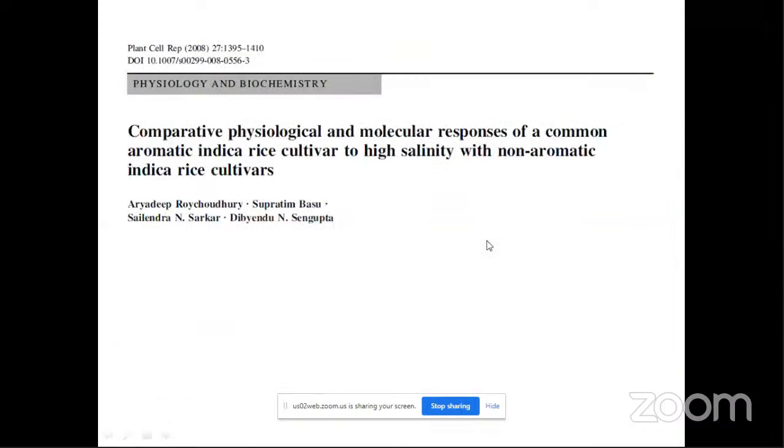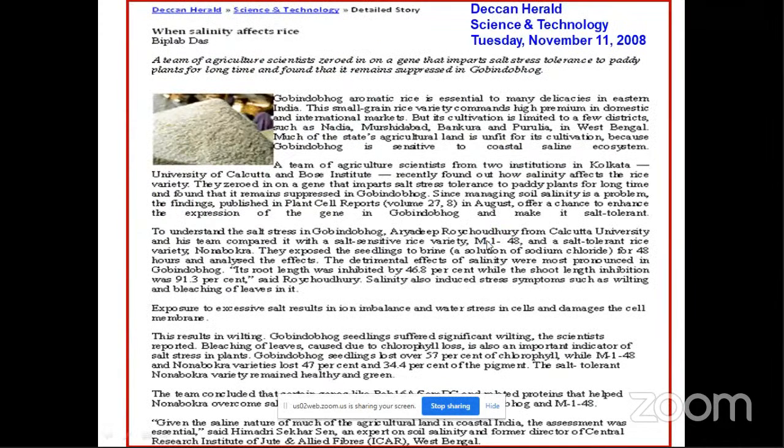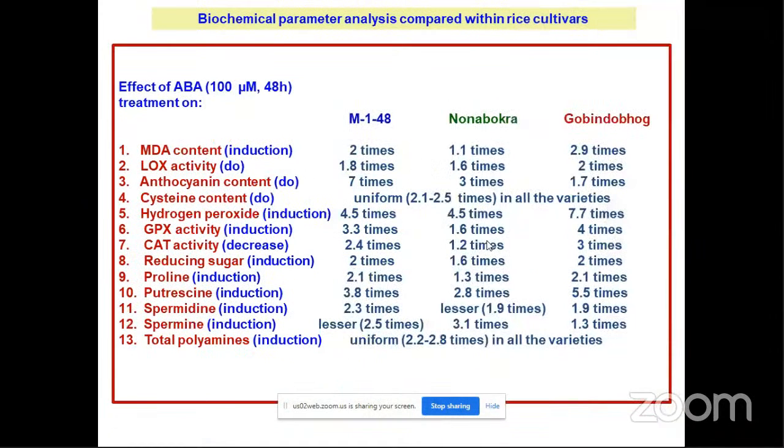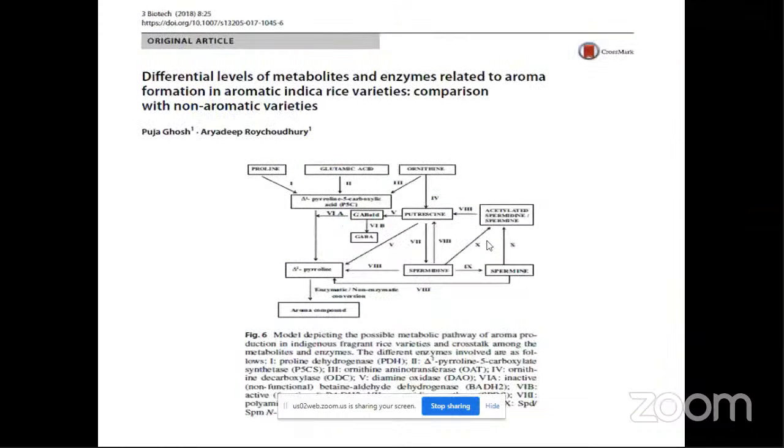Initially, this was one of the works, and it was covered by one of the leading scientific magazines, Deccan Herald. The reporter came and made a coverage of our work on Govindabhog. For the first time, we showed that Govindabhog aromatic rice is actually highly salt susceptible, even more susceptible than the sensitive varieties, because it suffers severe damage. These were some of the traits that were measured, and I'm not going into details. I just told you the summary of this work that we did.